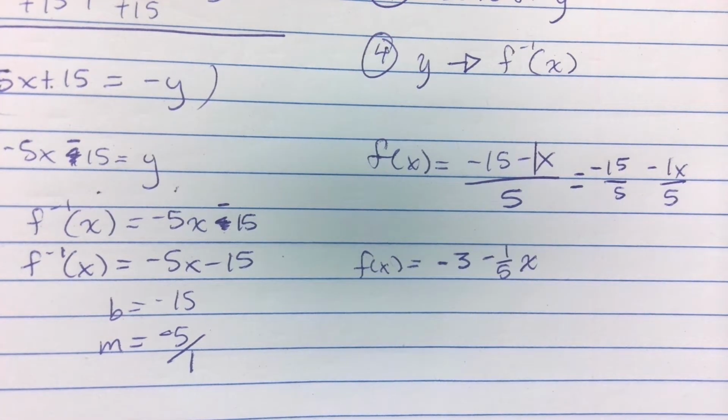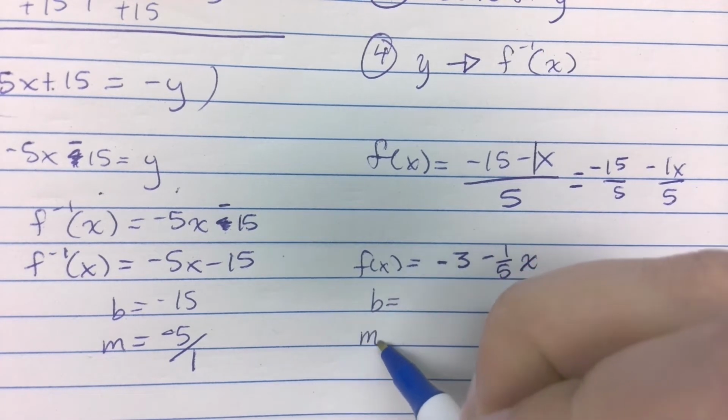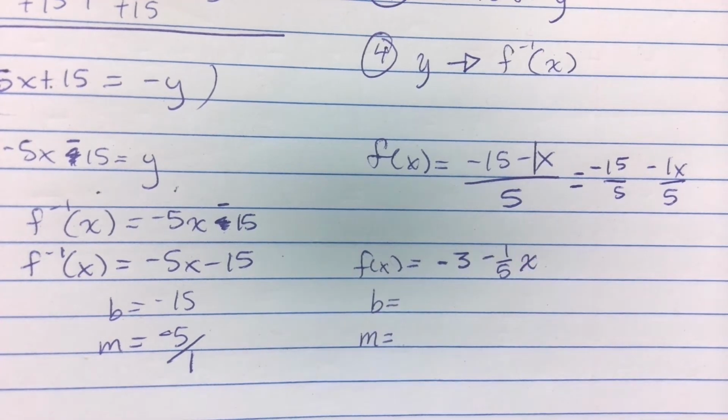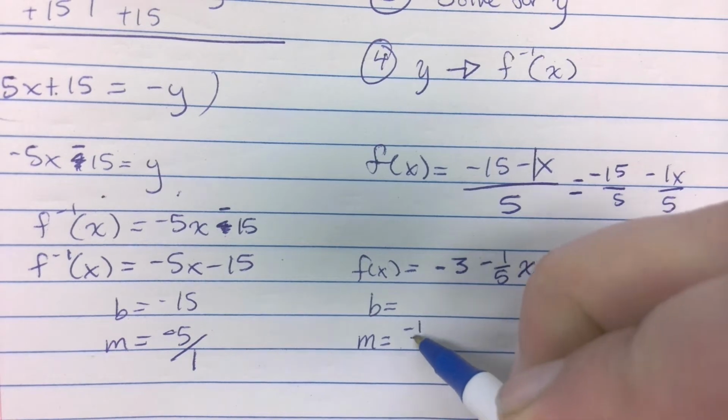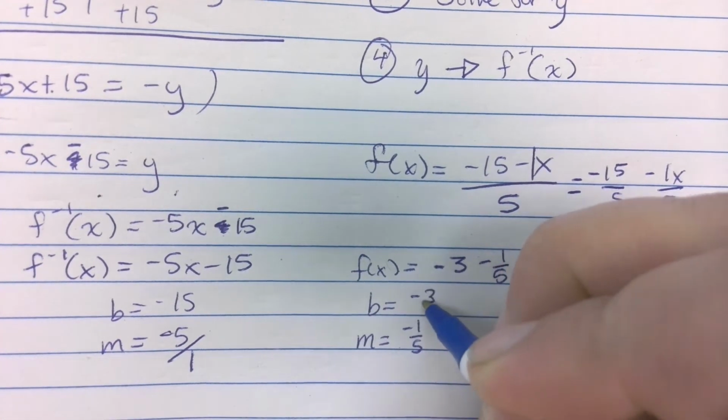Are you guys with me? See how I just put the X on the side? That's all I did. So now what's my y-intercept and what's my slope? Good. What's my y-intercept? Negative 3.